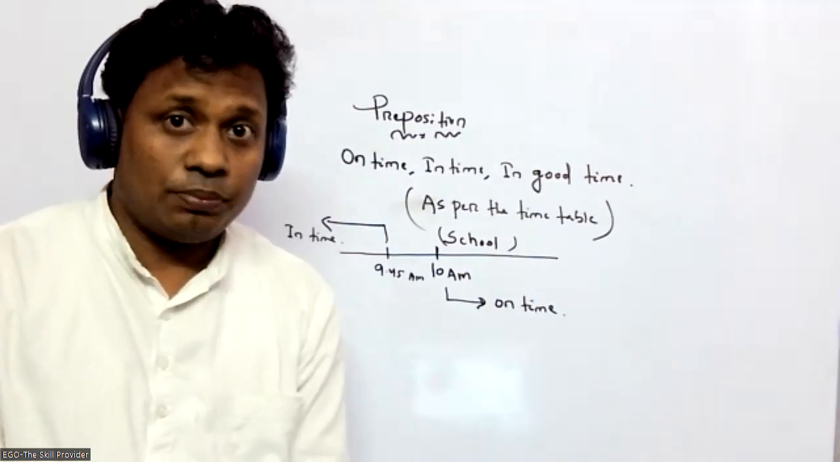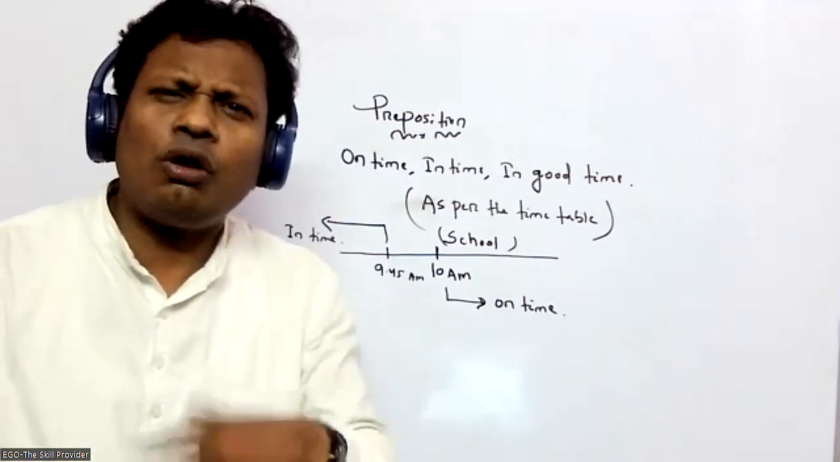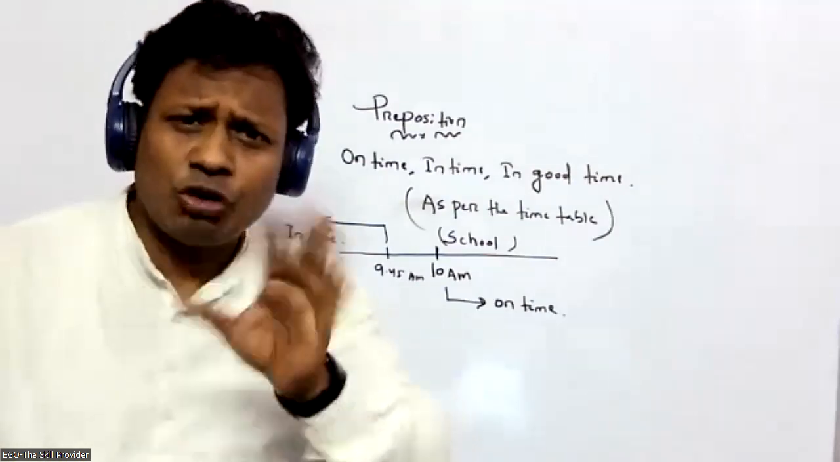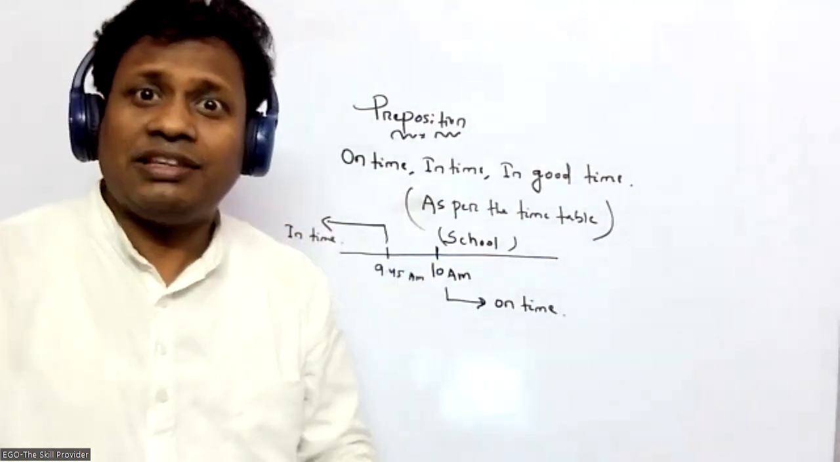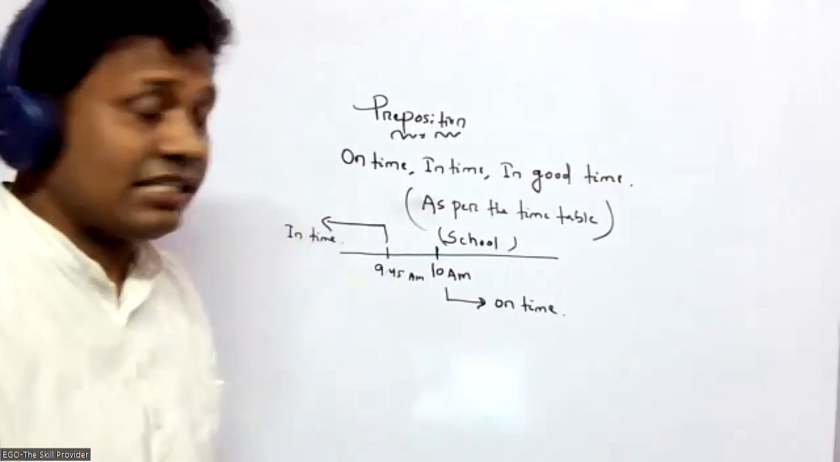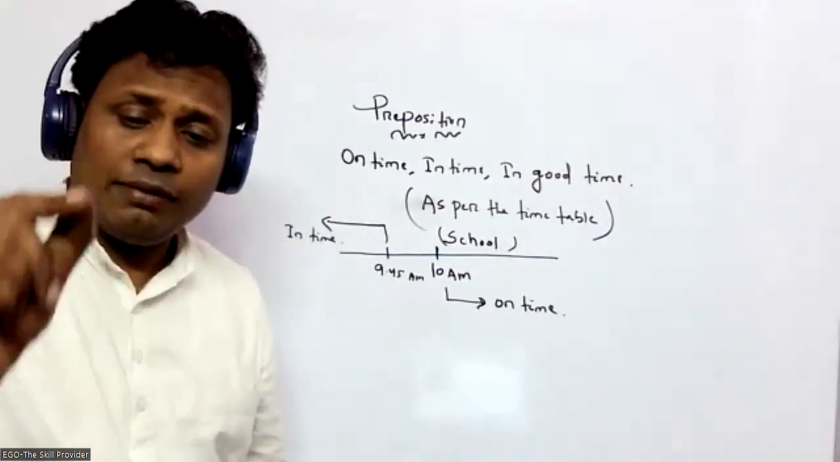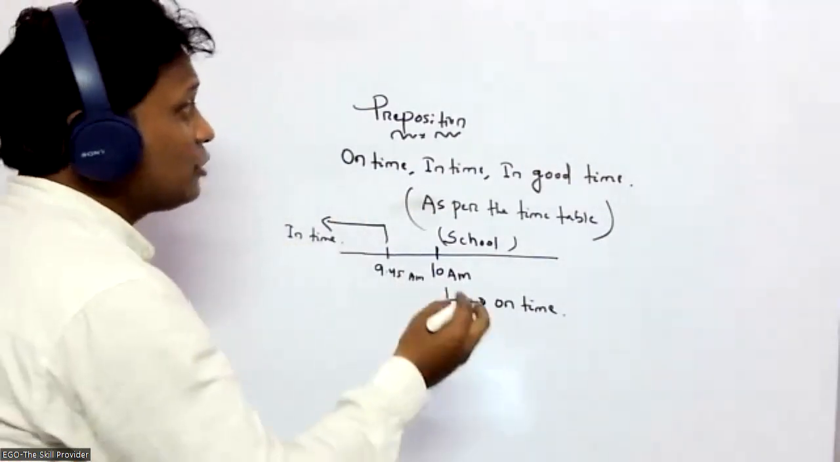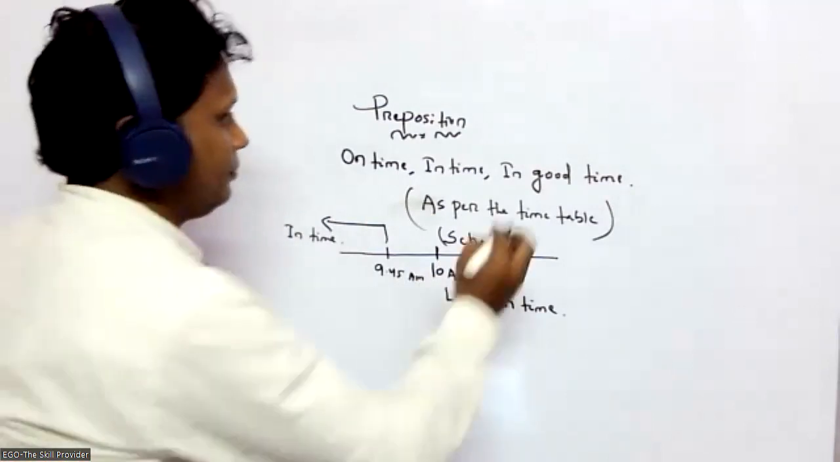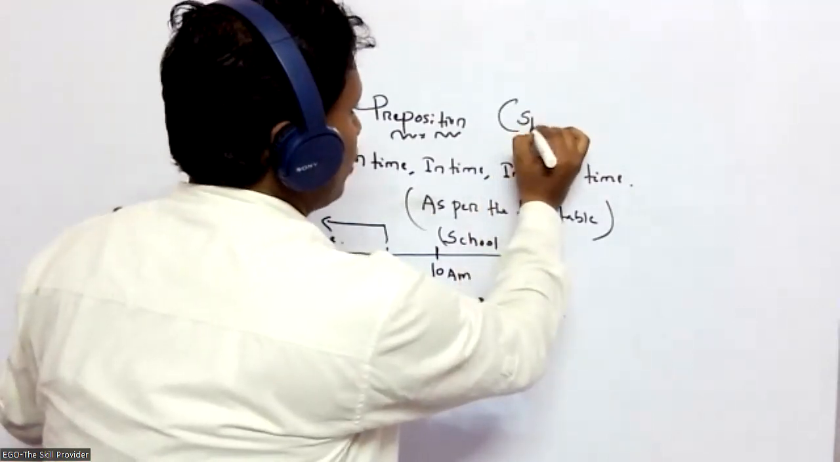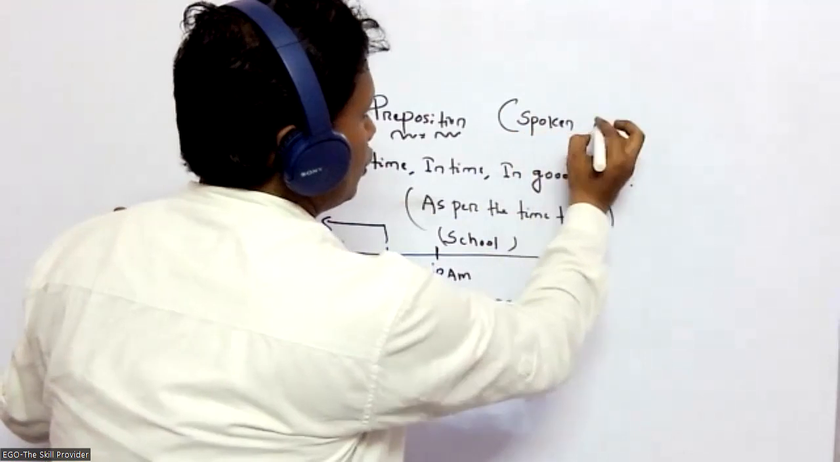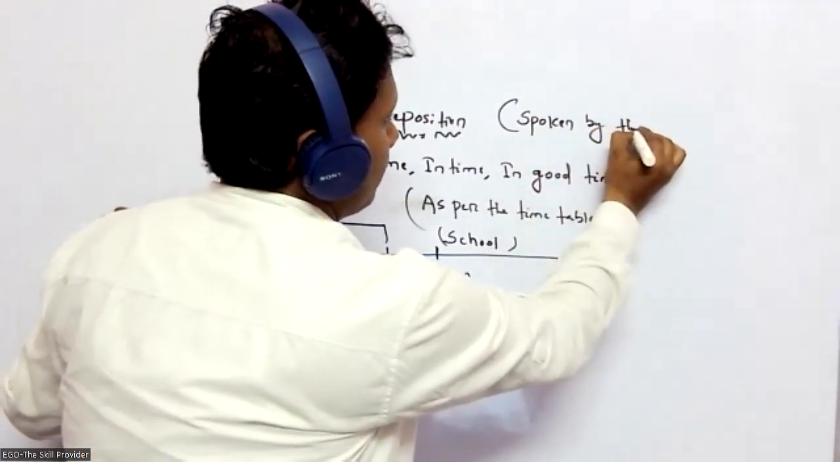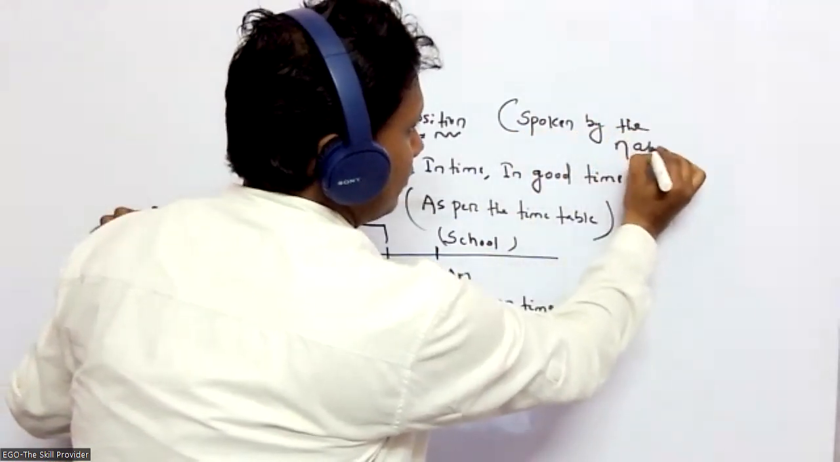Yes, I always reach office at right time, sometimes correct time. Look, these are called the translation method. That is not actual English. There is something called actual English. Remember, everybody, whenever I say actual English, it is spoken by the native speaker. That is called actual English, spoken by the native speaker.